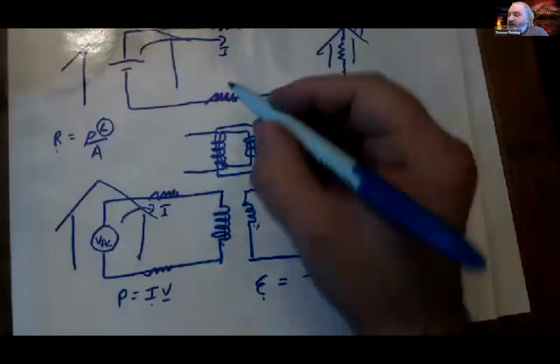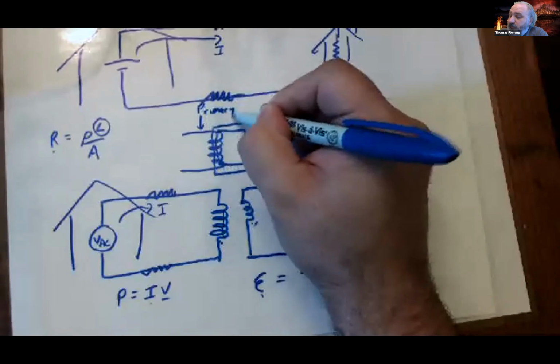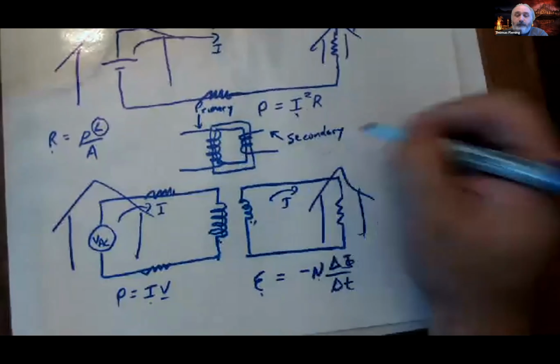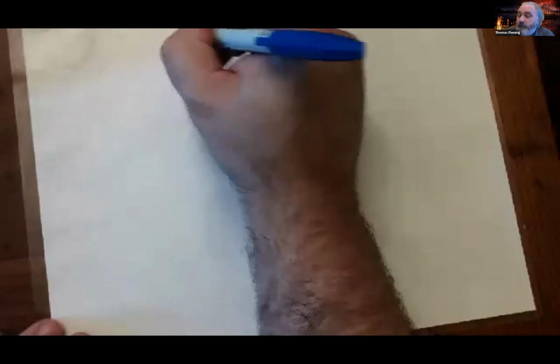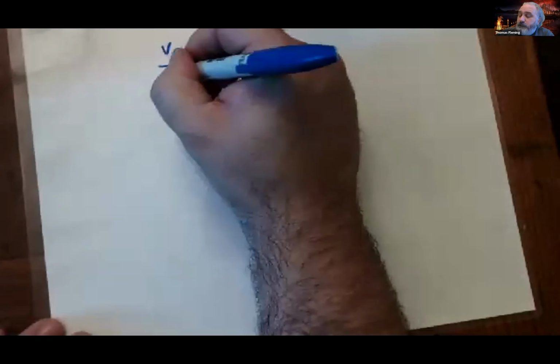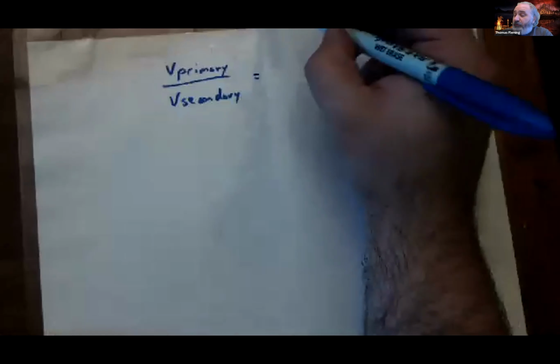And so what's going to happen is you will find that if I have two coils, I should probably adopt the naming convention. If I call this the primary coil and this the secondary coil, what's going to happen is the voltage in those two coils is going to be in ratio to the number of turns in each of those two loops.